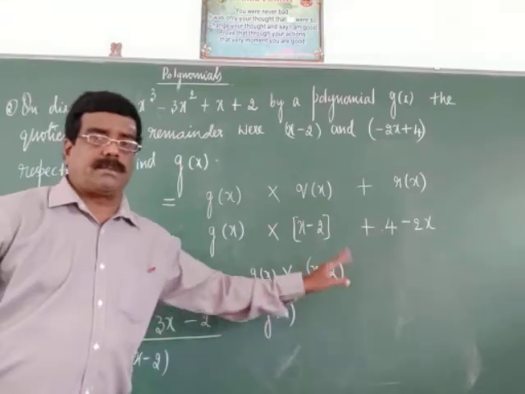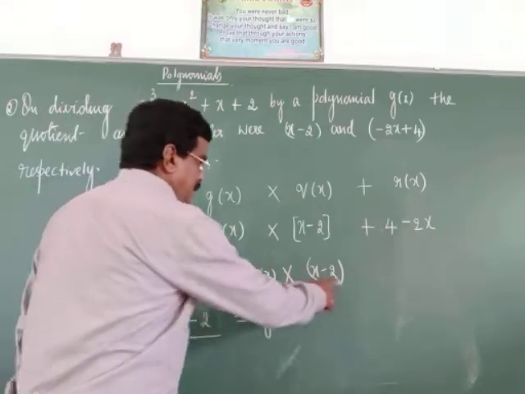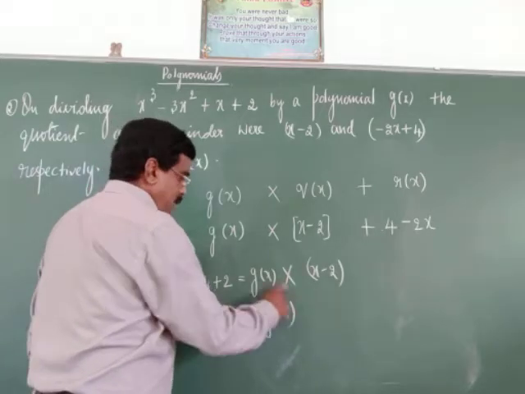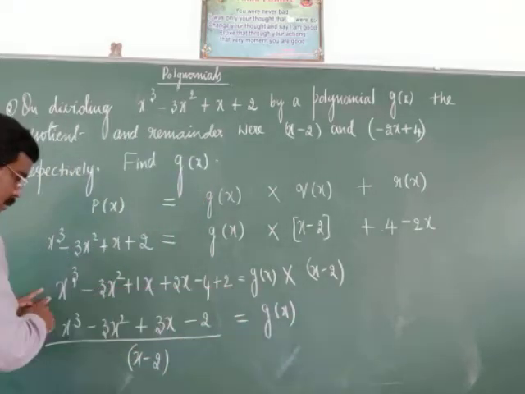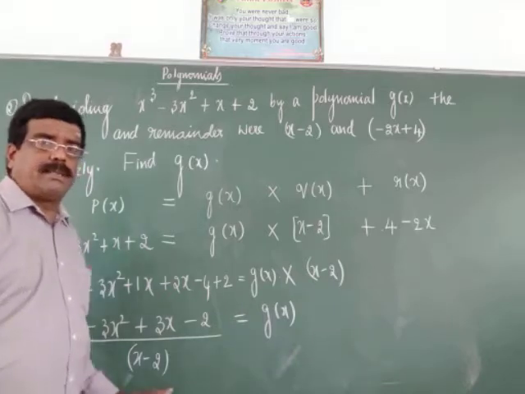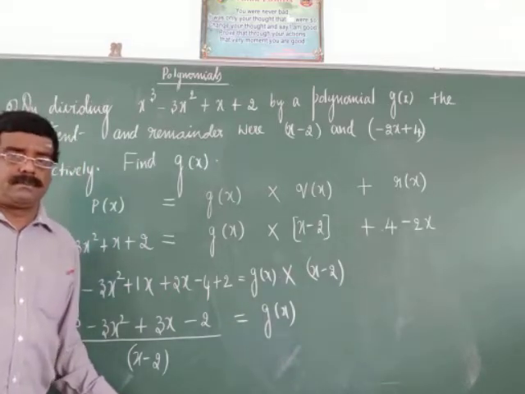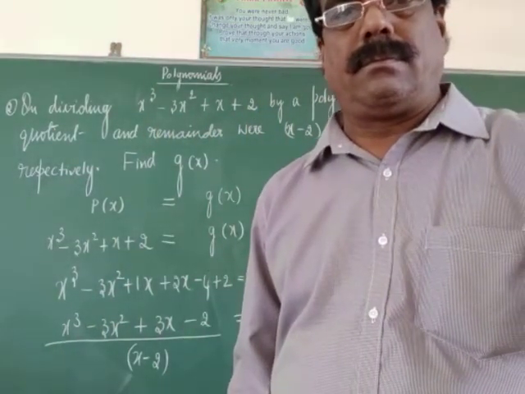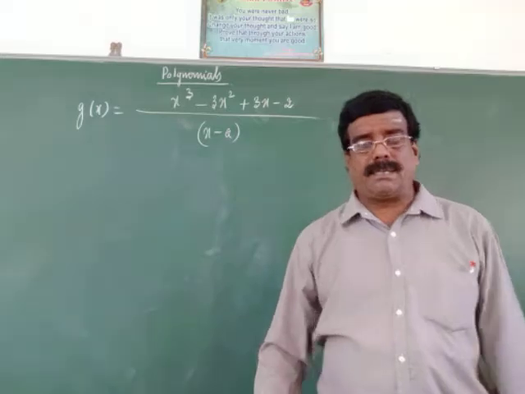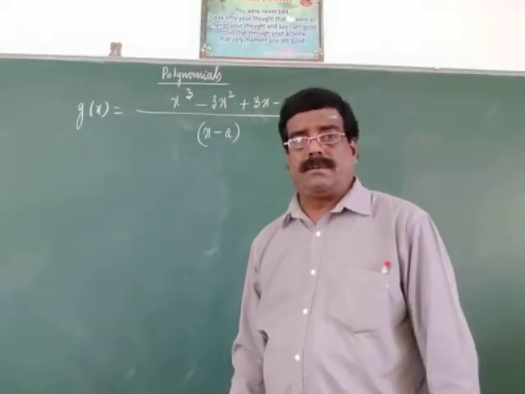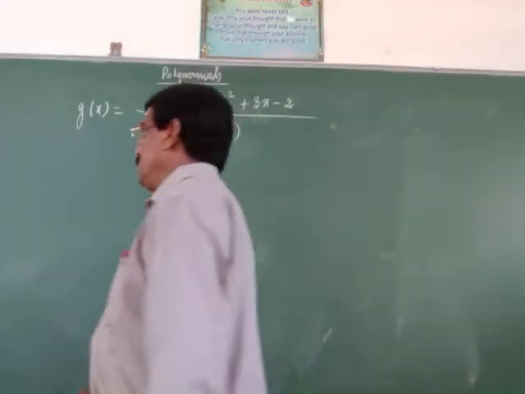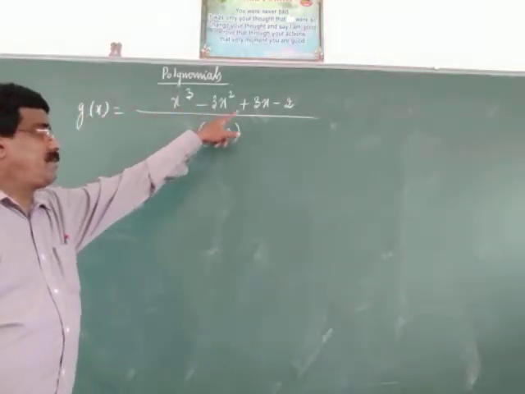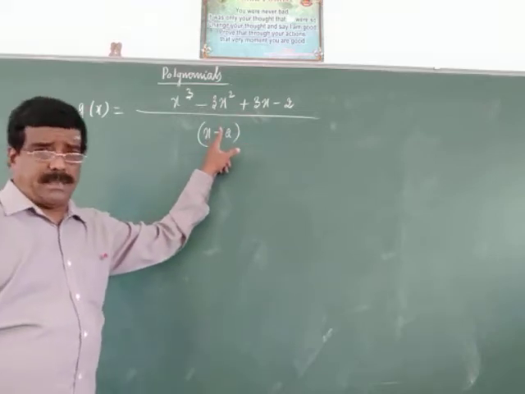Because if cross multiplied again, g of x into x minus 2 should be together. That is g of x into x minus 2. See, divided by x minus 2 means x minus 2 gets cancelled. We are getting g of x is equal to, so this is also divided by x minus 2. This term we will get. Please learn this properly. Yes, children. So whatever you got in the previous step, you can write it as g of x is equal to x cube minus 3x square plus 3x minus 2 divided by x minus 2.